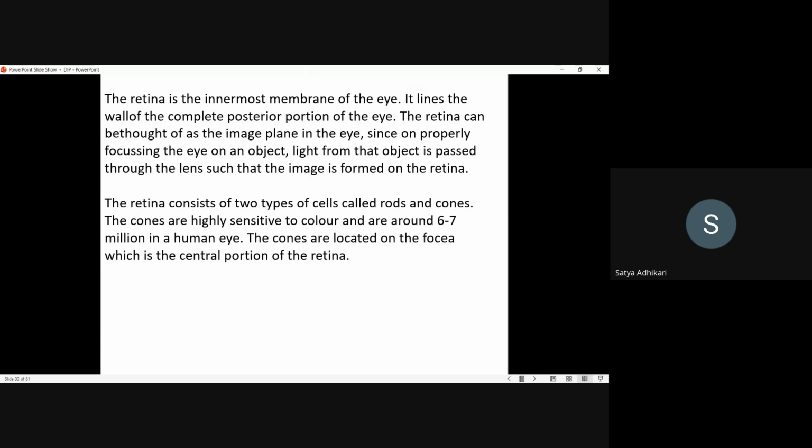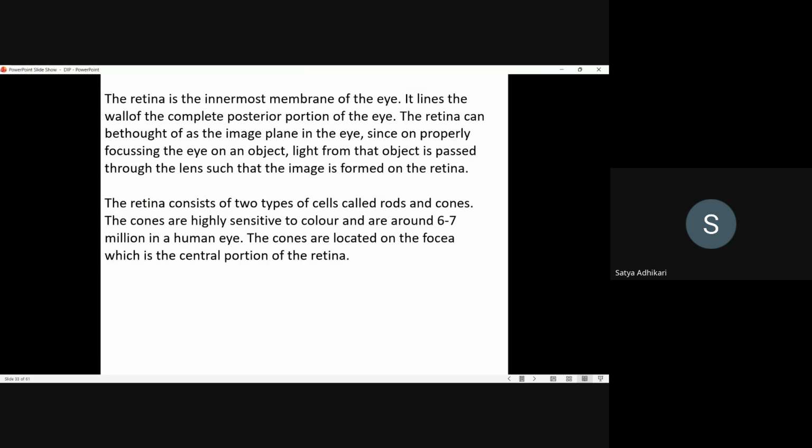The retina is the innermost membrane of the eye. You know that we can view those images which are formed on our retina. It lines the wall of the complete posterior portion of the eye. The retina can be thought of as an image plane in the eye, since on properly focusing the eye on the object, light from the object is passed through the lens so that the image is formed on the retina. If the image is always formed on the retina, we can see it.